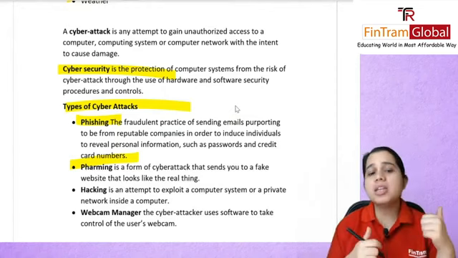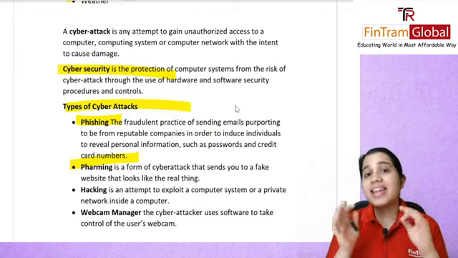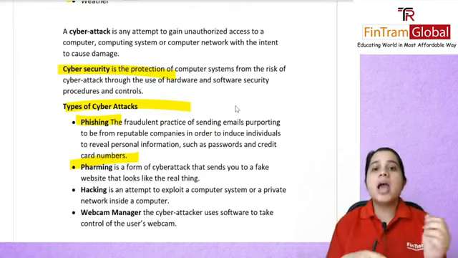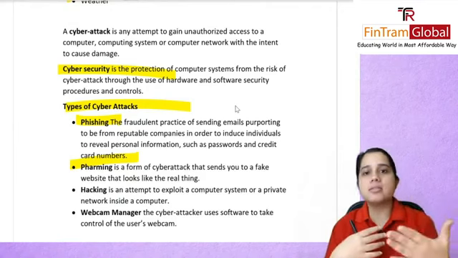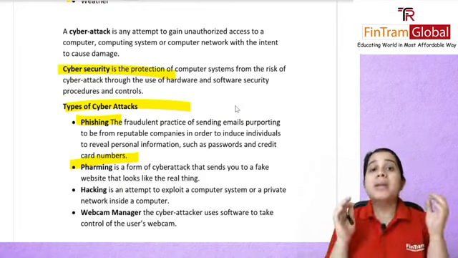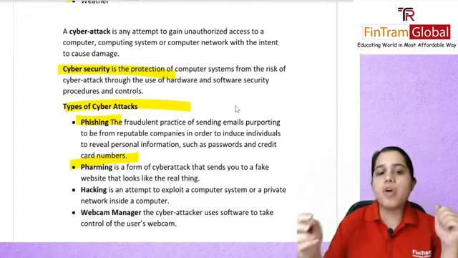You have pharming. It is a form of cyber attack that sends you to a fake website that looks like the original one. So maybe on Google I type Citibank and click on a link, and a web page opens. I think this is actually the web page of my bank. I start putting in my ID and password, but actually that was a fake website. I was redirected to that. So that is your pharming.